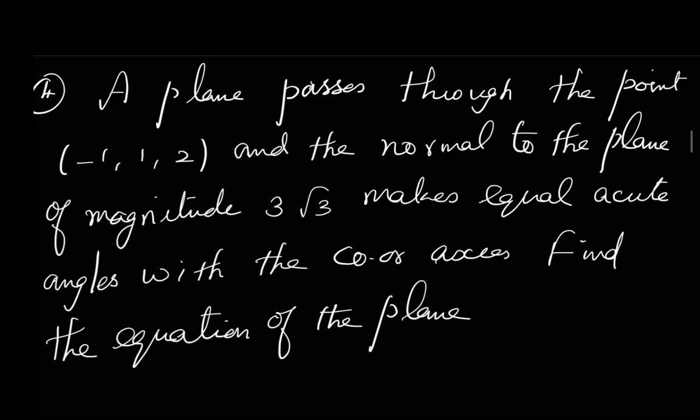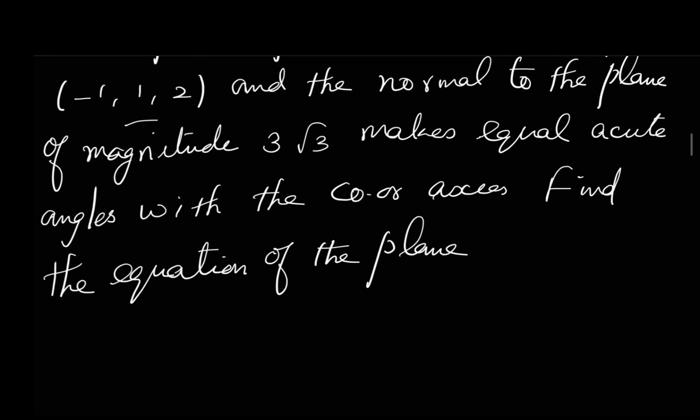See question number 4. A plane passes through the point (-1, 1, 2) and the normal to the plane of magnitude 3 root 3 makes equal acute angles with the coordinate axes. Find the equation of the plane. See, actually the plane passes through the point, so we take vector A equal to minus 1i plus 1j plus 2k.